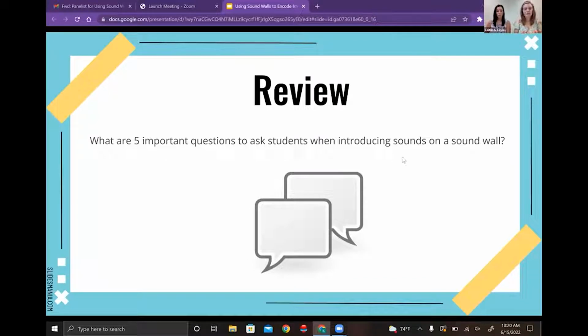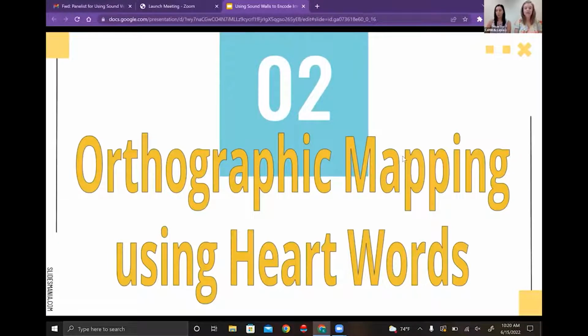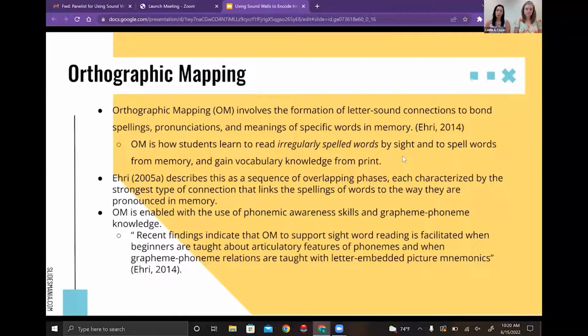So for the next part of our presentation, we're going to go into orthographic mapping using heart words. We took a lot of research from Dr. Ehri. She is a researcher and a distinguished professor, and she stated that orthographic mapping involves the formation of letter-sound connections to bond spellings, pronunciations, and meaning of specific words in memory. So orthographic mapping is how students learn to read those irregularly spelled words by sight and to spell words from memory and gain vocabulary knowledge from print.